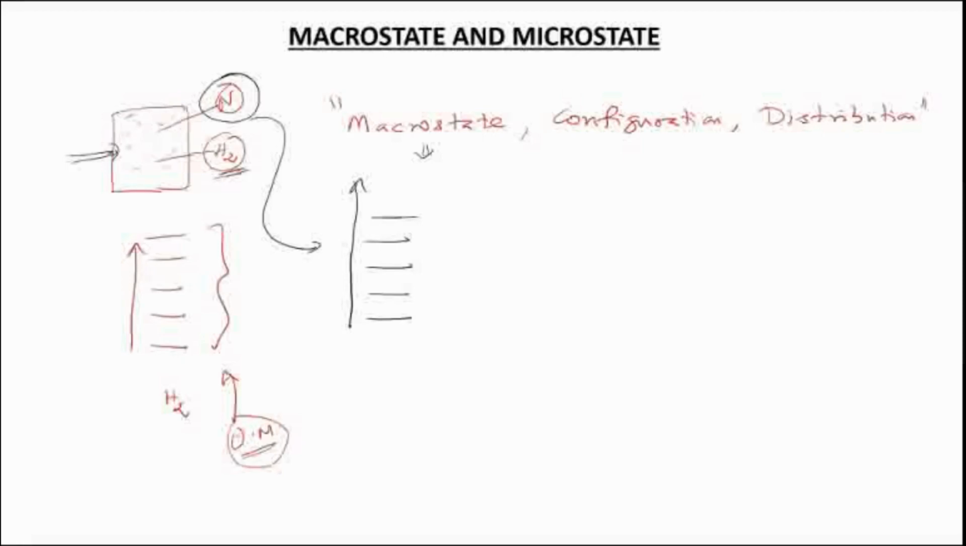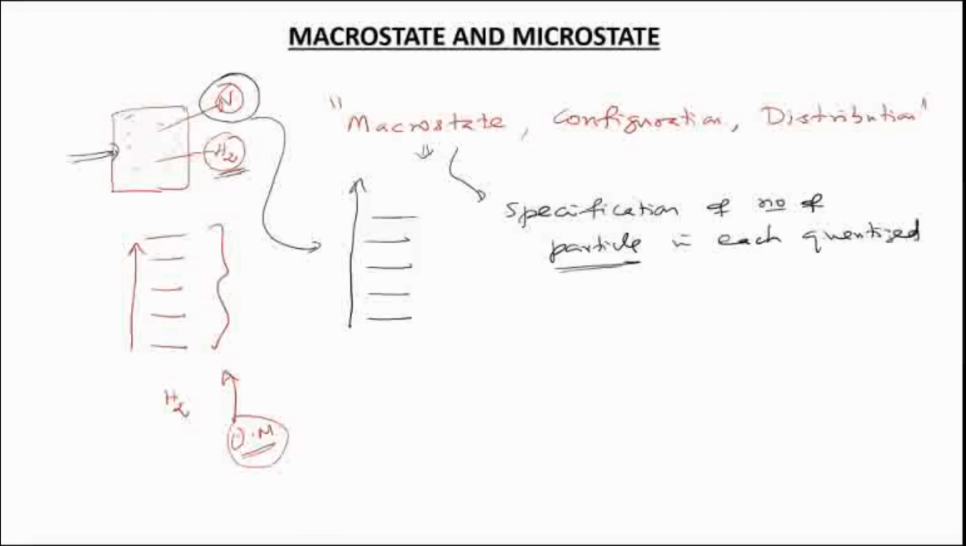Macrostate. What is meant by macrostate actually? Macrostate is the specification of the number of molecules or number of particles. Particle is the common term we use; particle can be an atom or a molecule, whatever it is. So macrostate is the specification of the number of particles in each quantized energy level of a system. It is nothing but the occupation index.